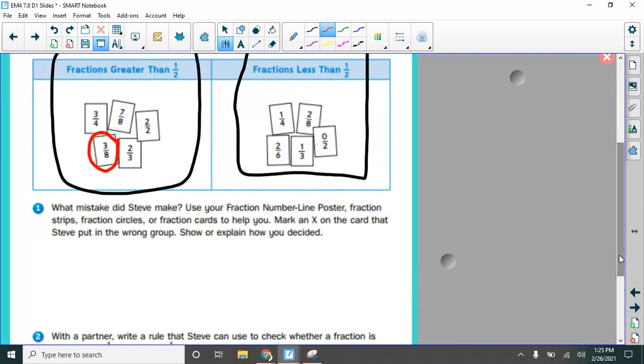So mark an X. Oops, I put the wrong thing. Mark an X. What this direction says, what mistake did Steve make? Use your fraction number line poster, fraction strips, fraction circles, or fraction cards to help you. You have lots and lots of tools. Mark an X on the card that Steve put in the wrong group. Show or explain how you decided. I like to do both, show and explain. I think that just one of those isn't usually good enough.